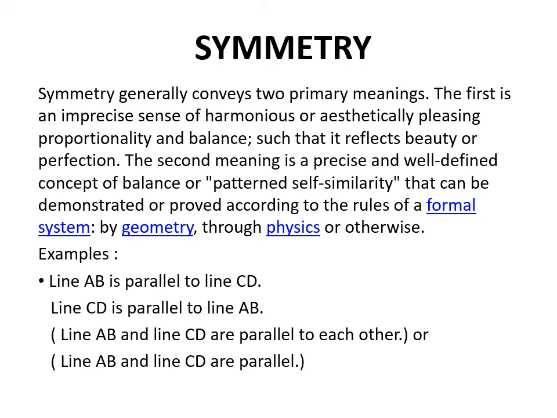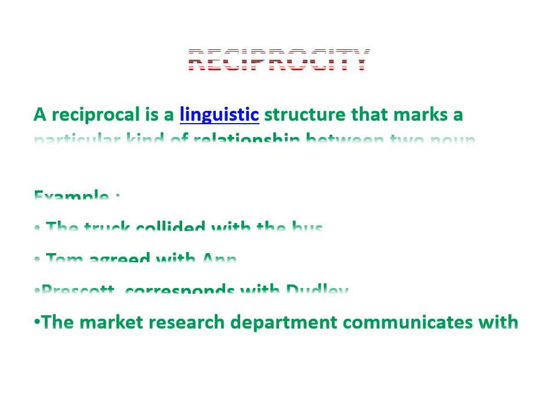We can also say it like this: line AB and line CD are parallel to each other, or line AB and line CD are parallel. So there are four ways to mention the same sentence. We can say line AB is parallel to line CD. We can say line CD is parallel to line AB. We can say line AB and line CD are parallel to each other, and line AB and line CD are parallel. It's called symmetry.